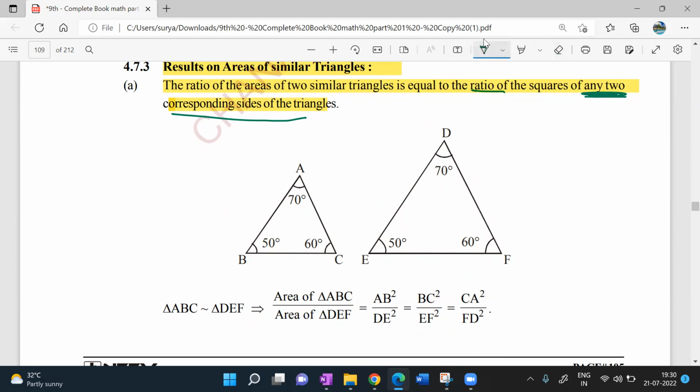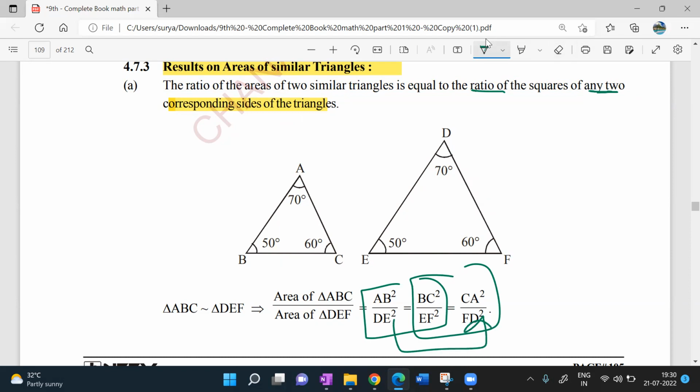Any of the three sides, right? Any of the two sides, not three sides. There are only three sides, so how can you say any three? Any two sides, not three. This can be equal to this, this can be equal to this, this can be equal to this. You understand?